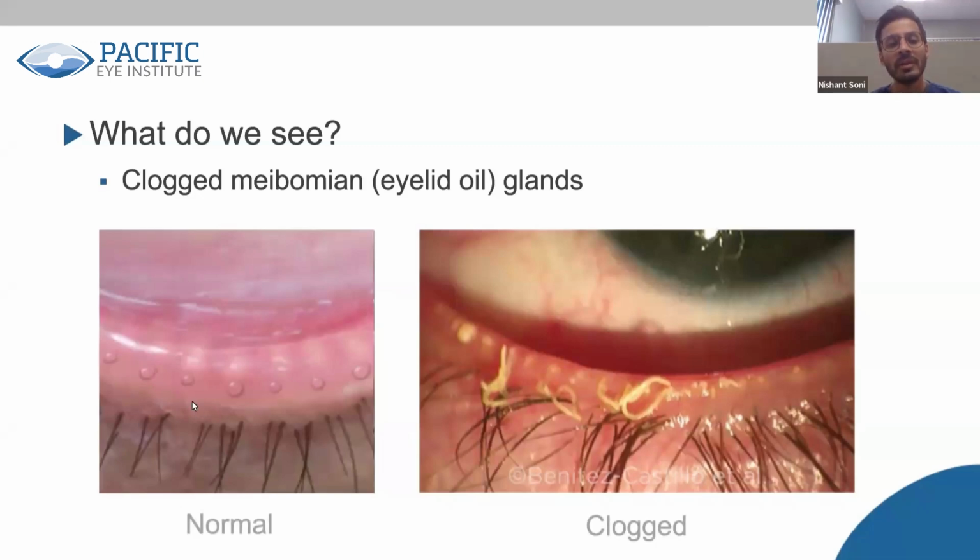The normal oil glands produce oil that's the consistency of olive oil, basically very loose and easily able to spread over the surface of the eye. However, when you have oil gland clogging, or another term, meibomian gland dysfunction, you can get oil that looks like toothpaste as it comes out of the eyelids. And these are really clogged oil glands in this picture.